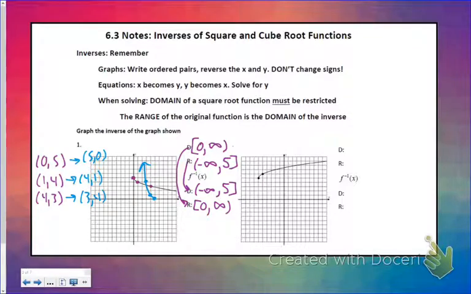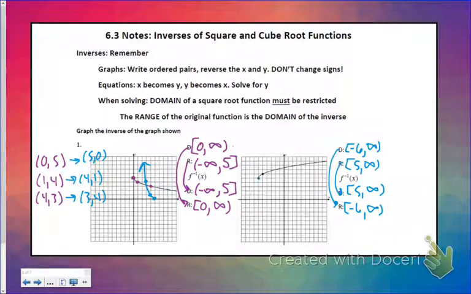Domain, again, left to right. So this is going to be -6 to infinity. Range, bottom to top. So this time we do know the lowest point. So it's going to be from 5 to infinity. Okay. The domain becomes the range. The range becomes the domain.